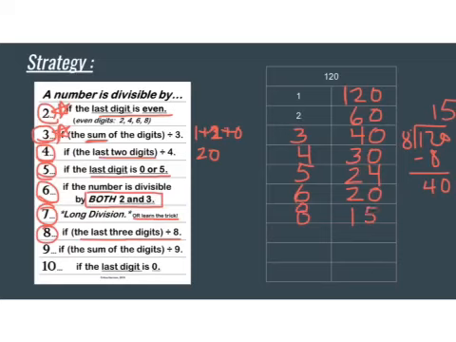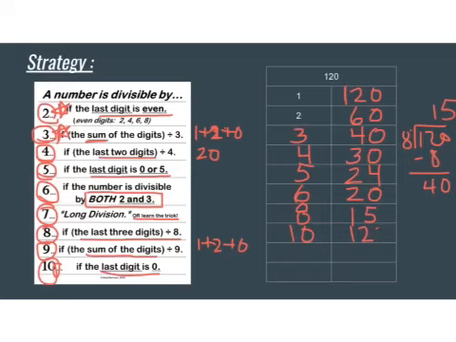Okay, 9 is going to be a factor if the sum of the digits can be divided by 9. So 1 plus 2 plus 0 again, that's going to give us 3. 3 cannot be divided by 9, so 9 is not going to be a factor. 10 is a factor if the last digit is 0, which we have here. So 10, 120 divided by 10, whoops, is not 120, it is 12.